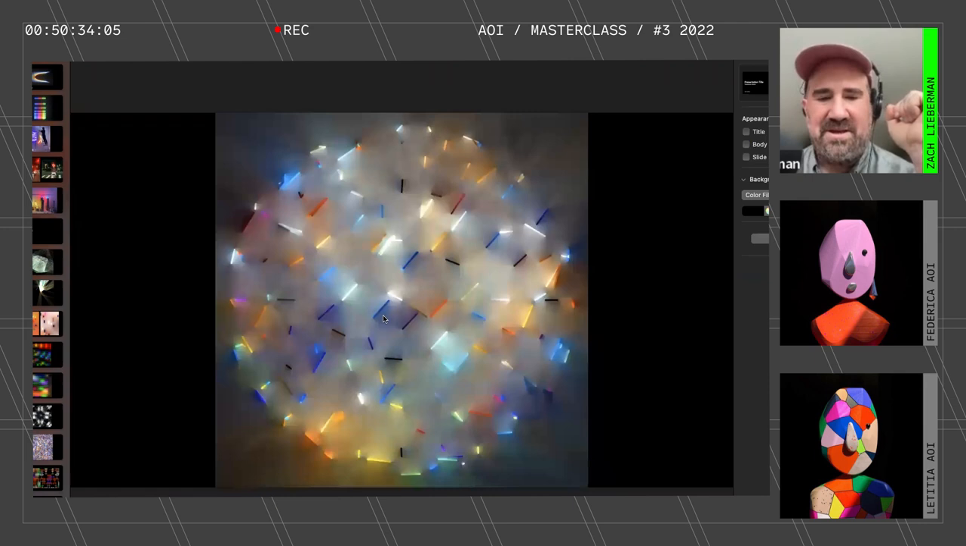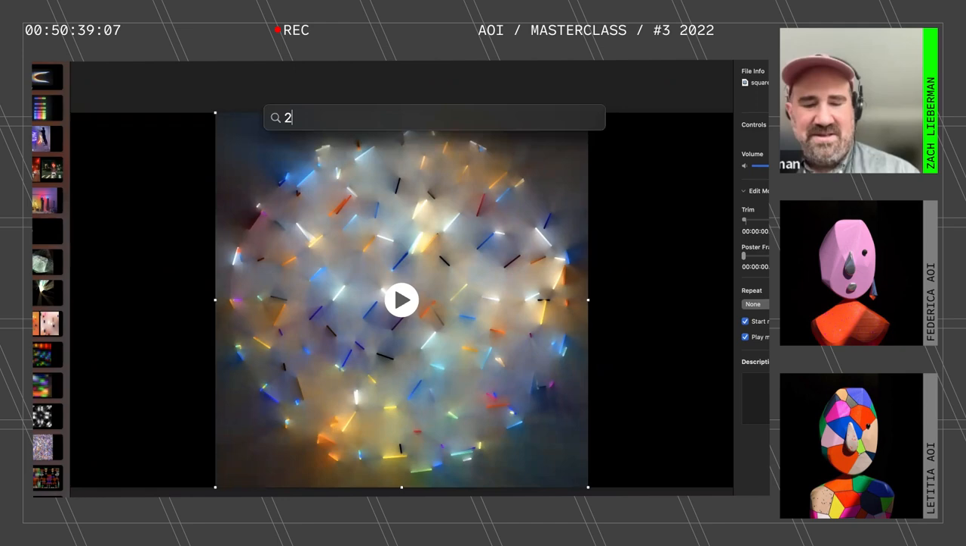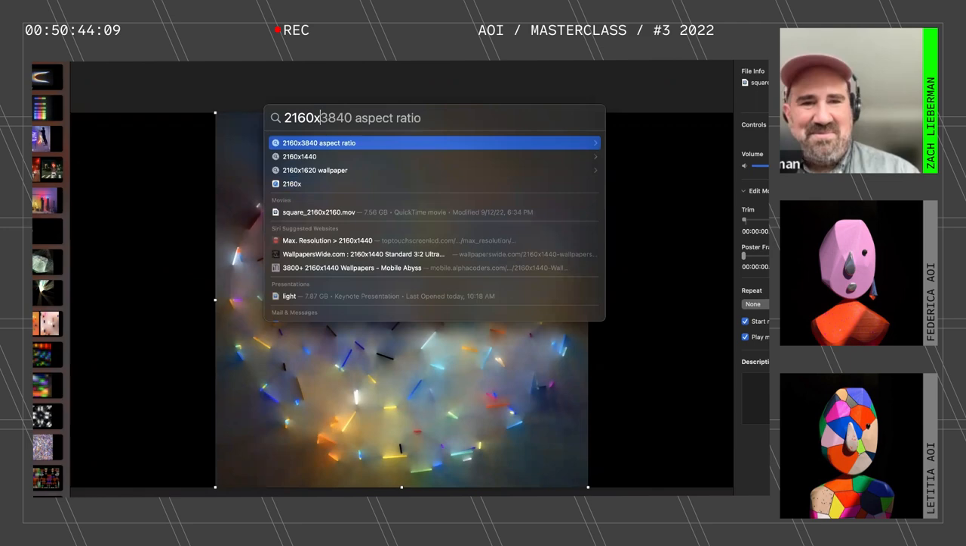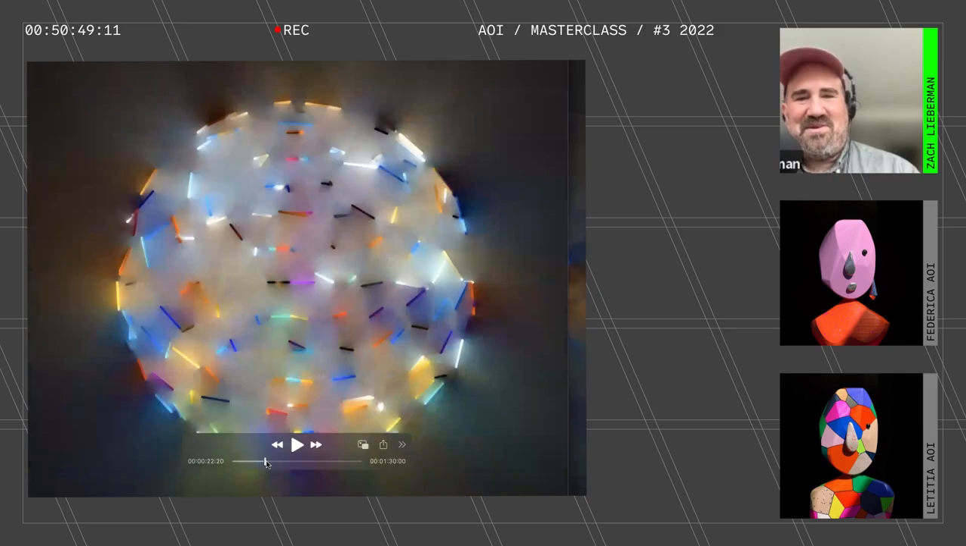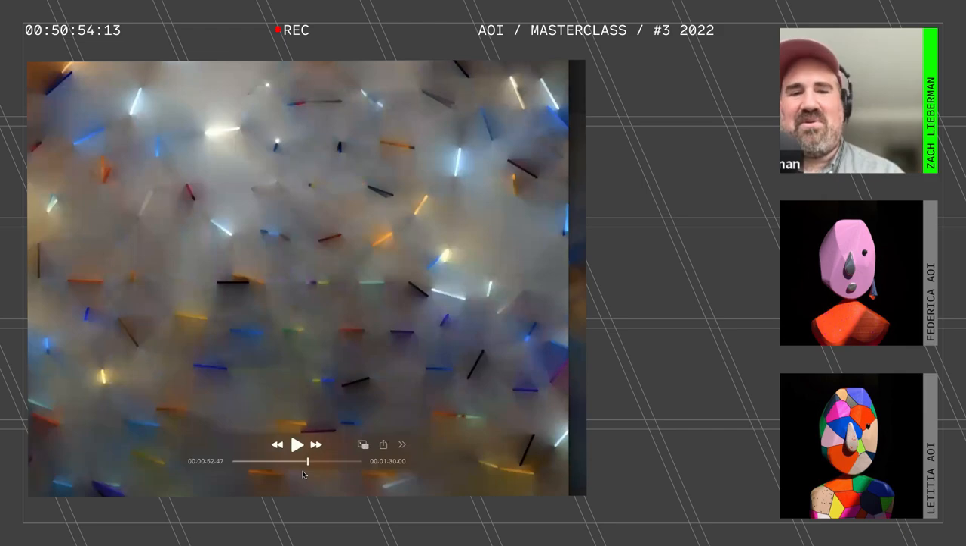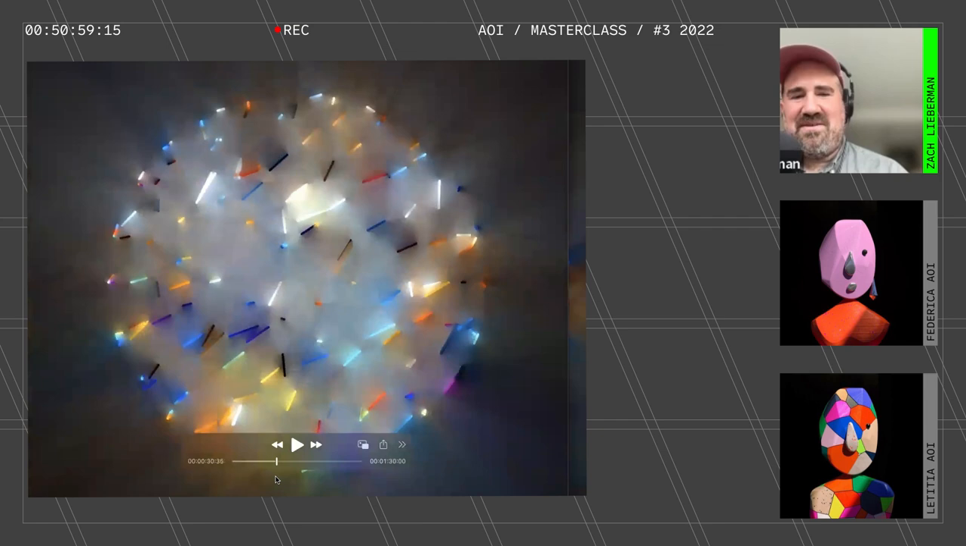And so this work, it's not playing. Let me see if I can find it. It's gigantic. I put it in the deck. It's 2160 by, it's like 9 gigabytes. So maybe it's too much for Keynote, but it's about the same length, a little longer. I wanted to just focus on the joy of rotation, of just seeing these lights spin.